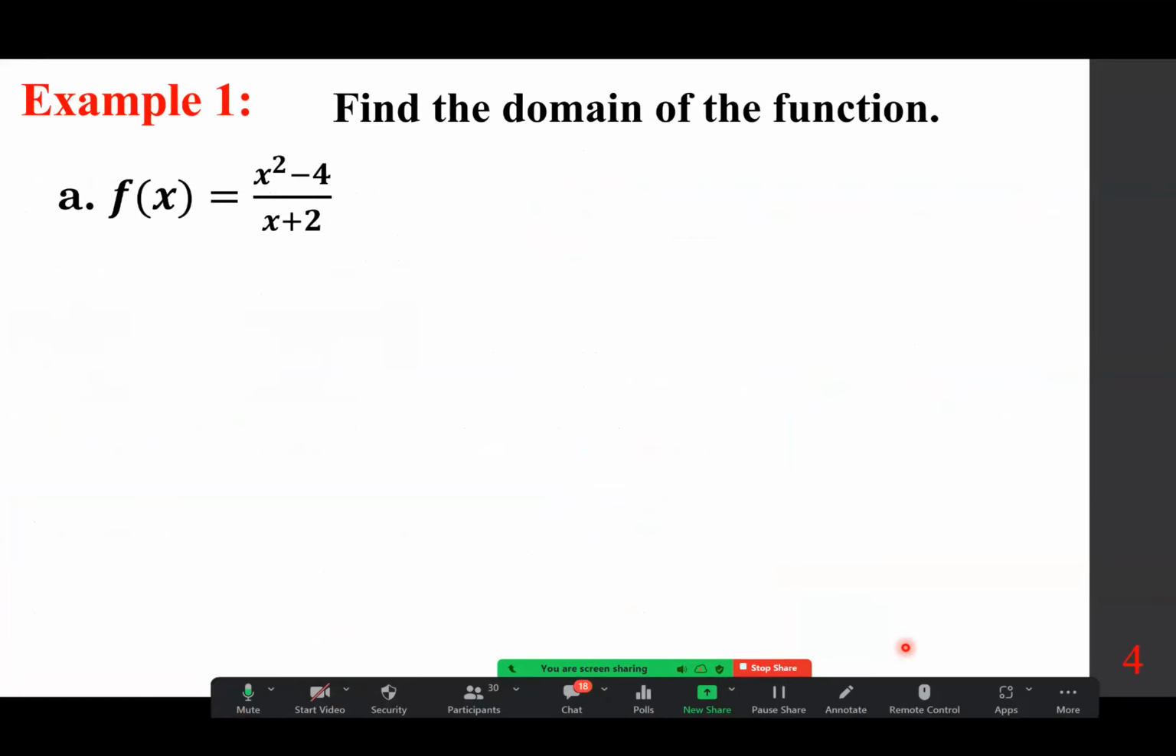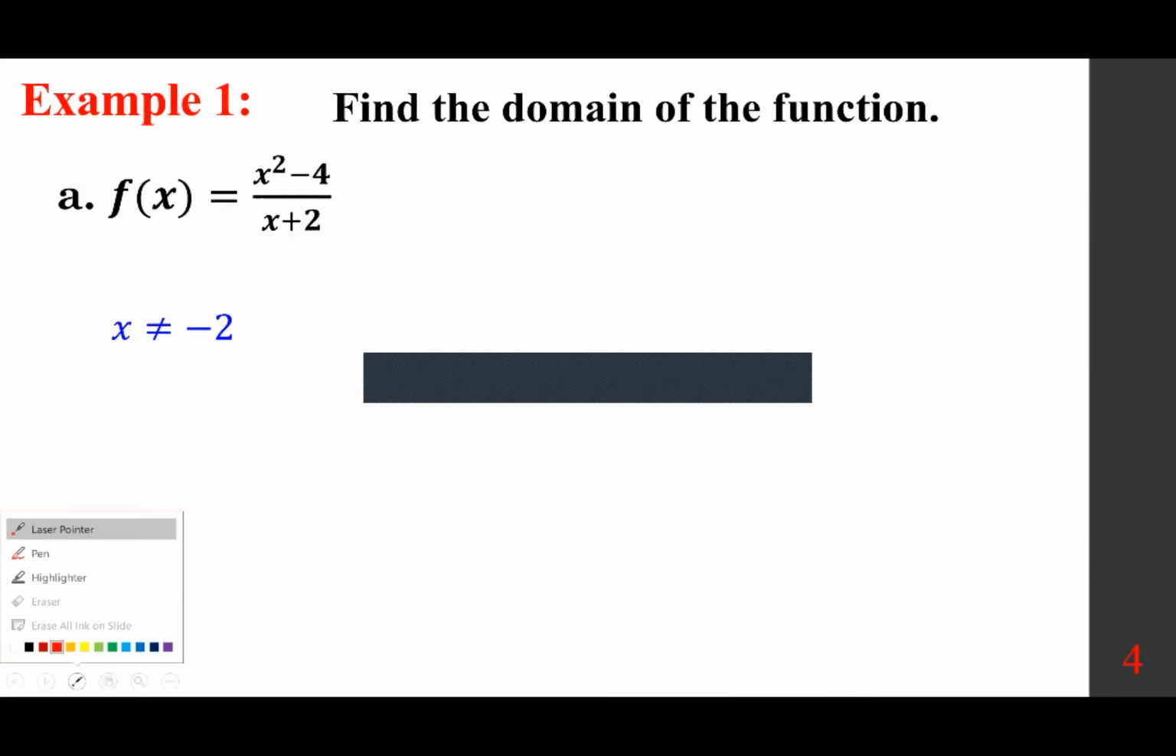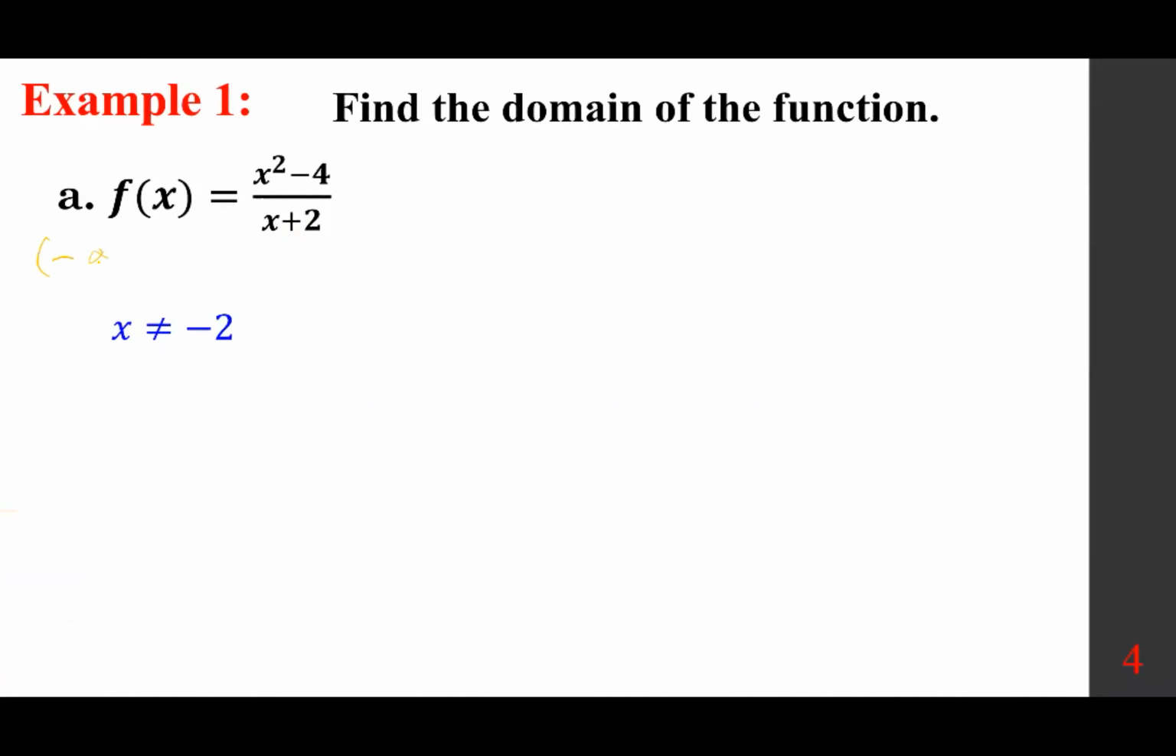We want to find the domain of the function. For a rational expression, the domain is all real numbers except what makes the denominator zero. So in this case, x can be any number except negative two. So you set this one equal to zero and exclude that. So x can't be negative two. However, many times we are interested in writing it in an interval format. So we are going to write minus infinity to minus two, union minus two to infinity. This is the interval format, everybody.